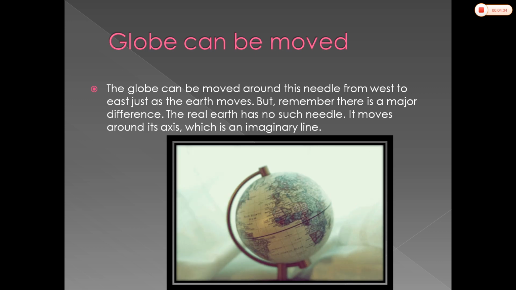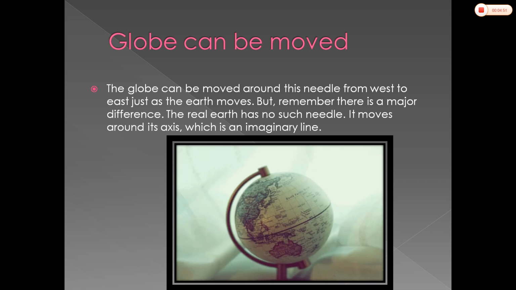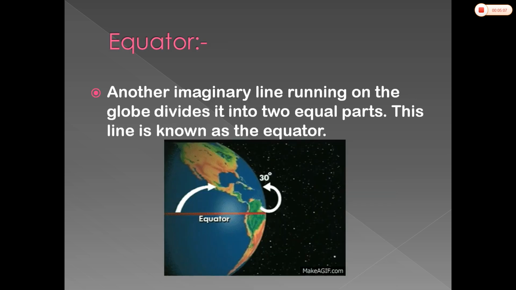When you see the globe and when you see the real earth, there is a huge difference: the earth does not have such a needle fixed on the north and south, but the globe has, so that we will be able to move the globe of the earth easily from east to west or west to east. You know very well that with the help of this axis or the needle, we are able to move the globe from west to east or east to west.